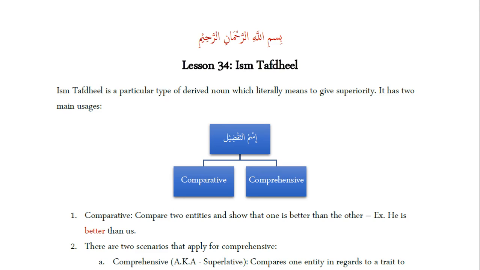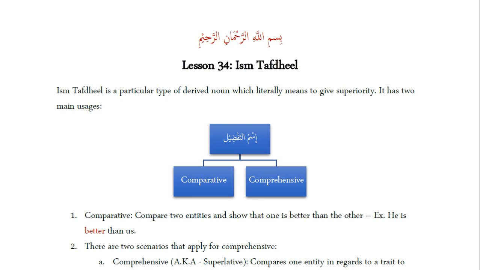putting it on the pattern of Mafatihun, or putting it onto the pattern of maf'alun, which would produce something that occurs with time and space, or putting it onto the pattern of fa'il, which would produce the meaning of something being an attribute, right? So these are different patterns that we've looked at. Now we're going to delve into a new pattern, and it's known as Ism Tafdheel.